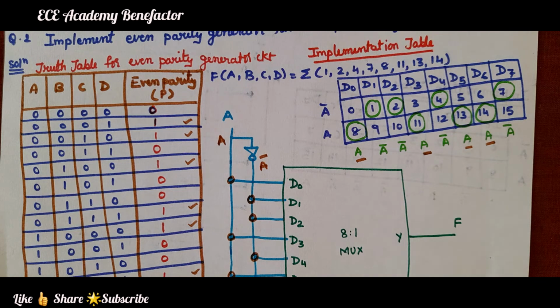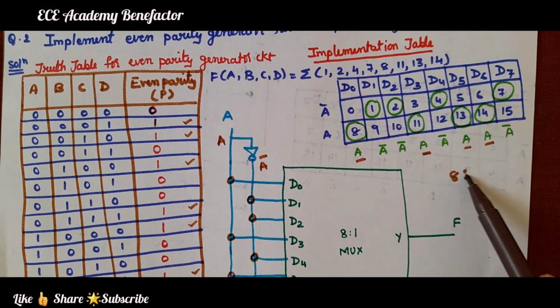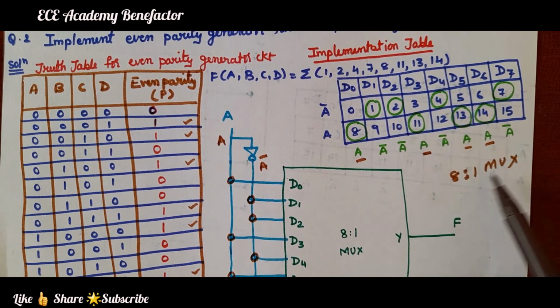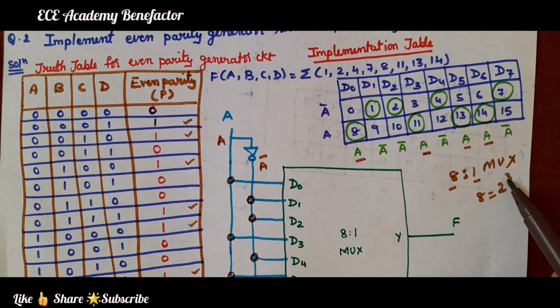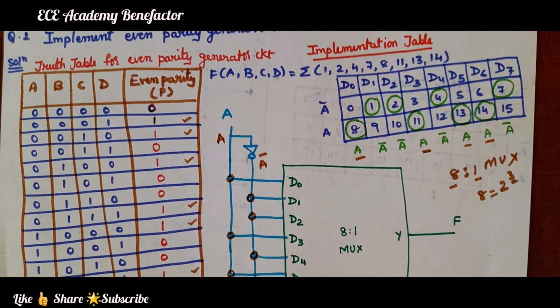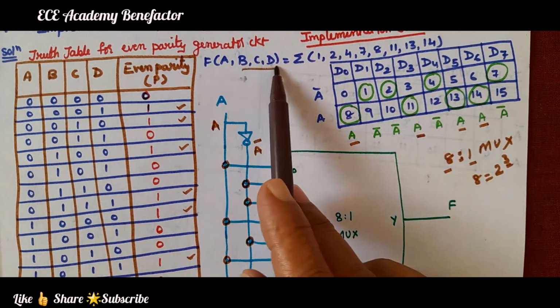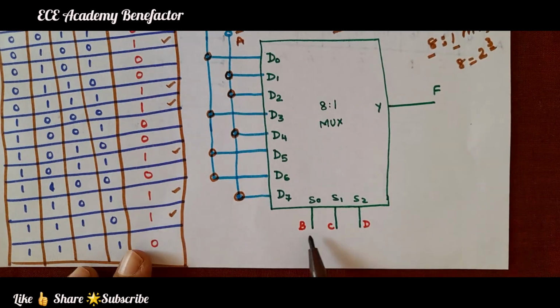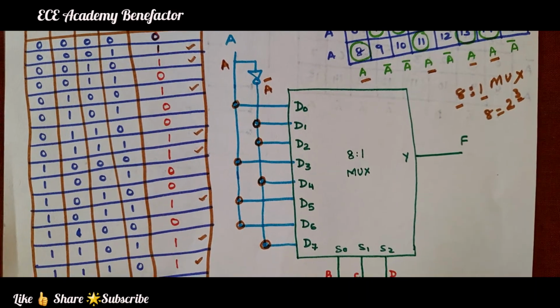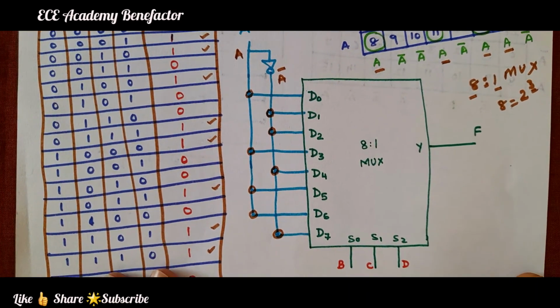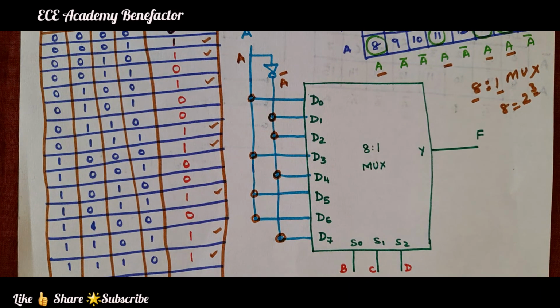8:1 mux means 8 input lines, 1 output line. 8 is 2 to the power 3, so 3 select lines. The 3 select lines are B, C, D. So B, C, D are taken as the 3 select lines. This is how we have implemented an even parity generator using an 8:1 mux.